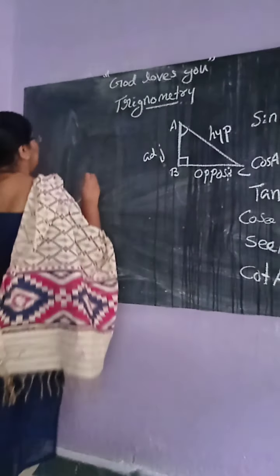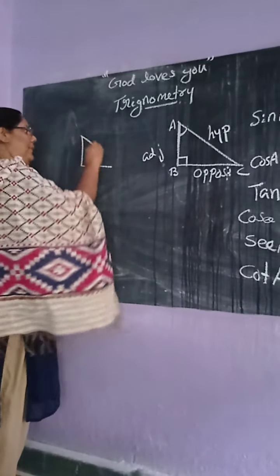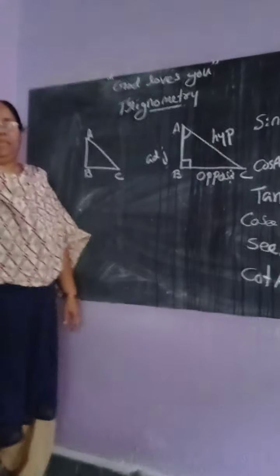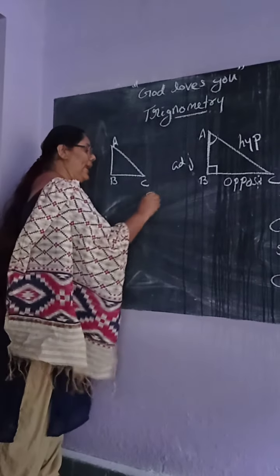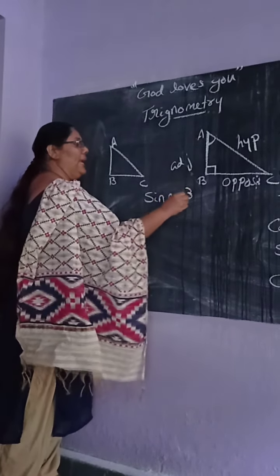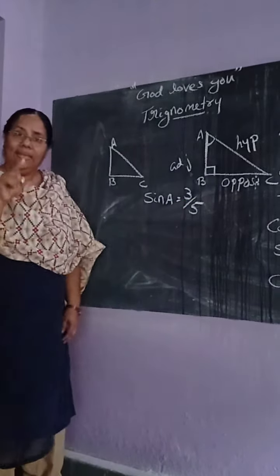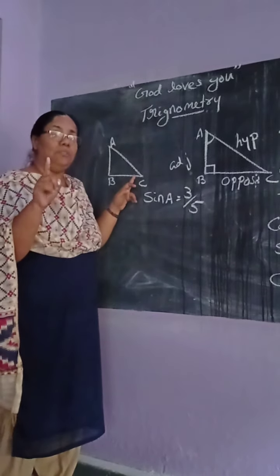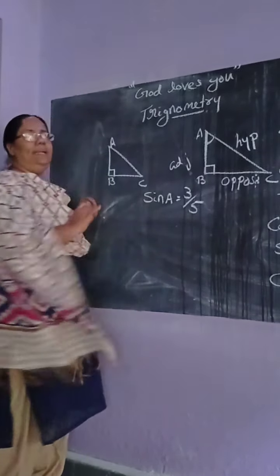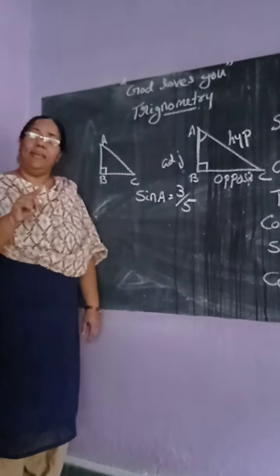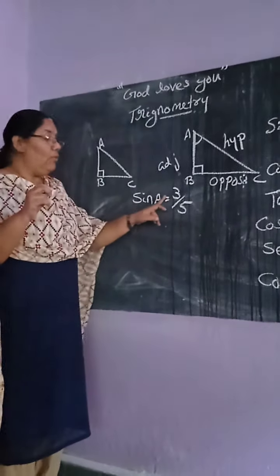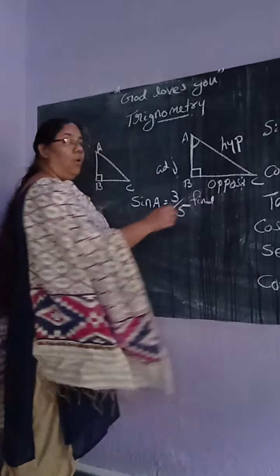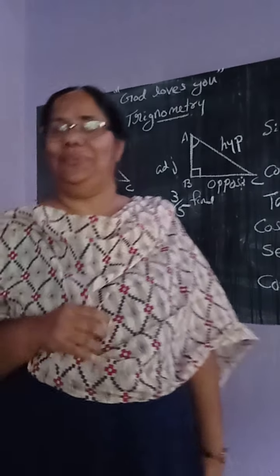In a right-angled triangle ABC, write the question. In a right-angled triangle ABC, sine A is equal to 3 by 5. Here the middle letter is B, therefore we know that B is 90 degrees. Find all other trigonometrical ratios.